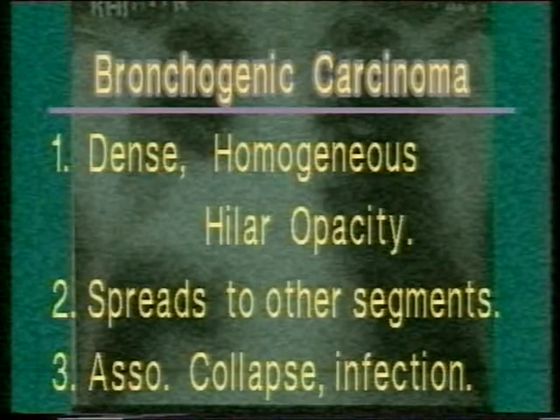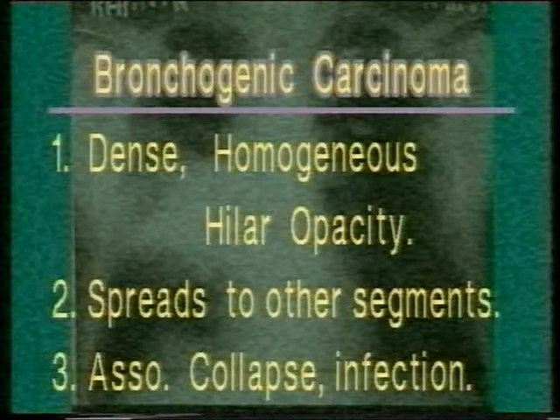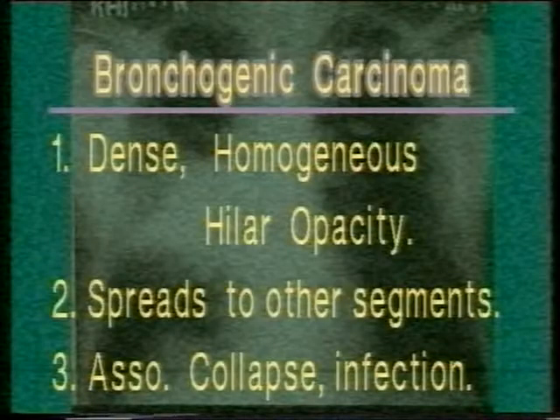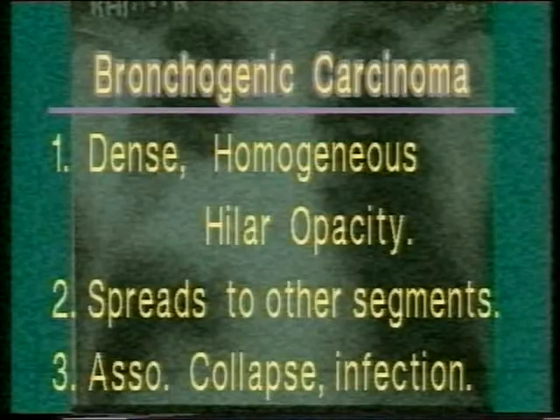So the essential features of a bronchogenic carcinoma are a dense homogeneous opacity overlying the right or left hilum. The opacity is not restricted to any particular segment or lobe and has a spreading border, and there must be evidence of collapse or infection, that is pneumonitis, of the affected segment.